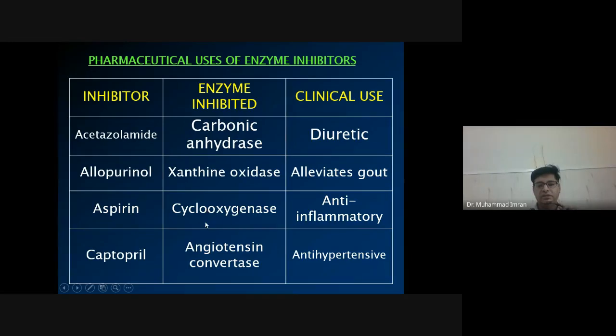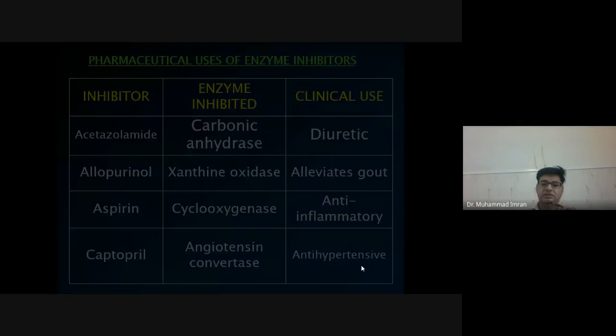Aspirin is an inhibitor of the cyclooxygenase enzyme, which produces inflammatory compounds. So you can say aspirin is an anti-inflammatory drug. Captopril inhibits the conversion of angiotensin 1 into angiotensin 2 by angiotensin converting enzyme. If angiotensin 1 is converted into angiotensin 2, it will constrict our blood vessels and our blood pressure is going to increase. So it is used to maintain our blood pressure. So you can say it is an anti-hypertensive drug.